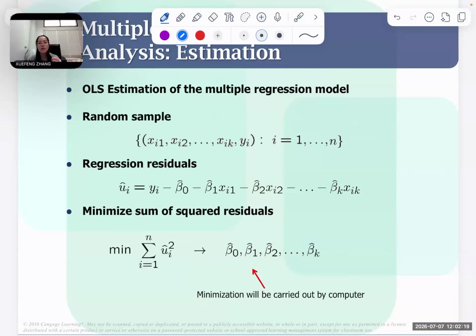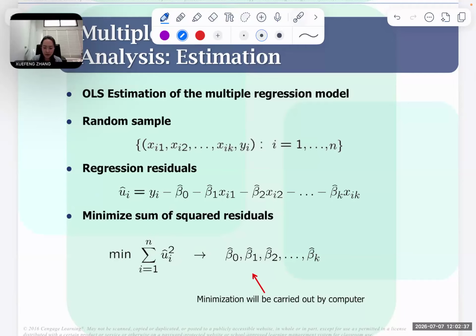Now, let's move from the model to actually estimating it. We see our old friend, OLS, again. Same OLS idea as simple regression, just extended to many X. So we need a random sample. We observe n individuals, and for each one, we have all the X and Y. Nothing new here, just more columns of data per person now, not just one X.